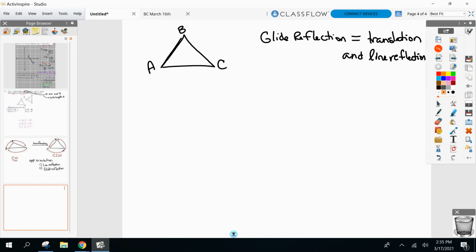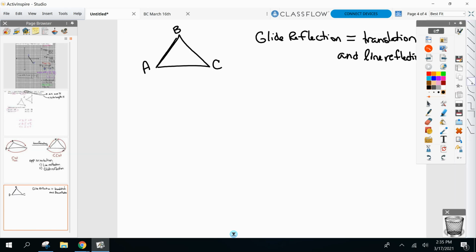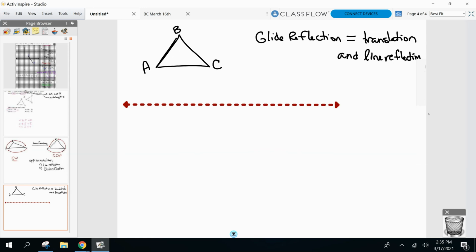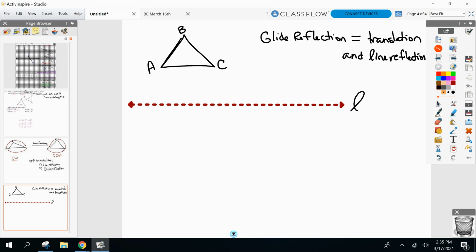All right, so let's say I have triangle ABC. I'm going to reflect it over this line here. I'll call it line L. Okay, so I'll do the reflection first. So here we go. I reflect over line L. Here's triangle A prime, B prime, C prime. All right, so there's my reflection.